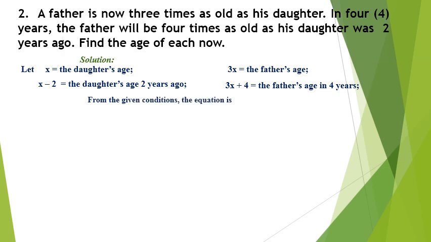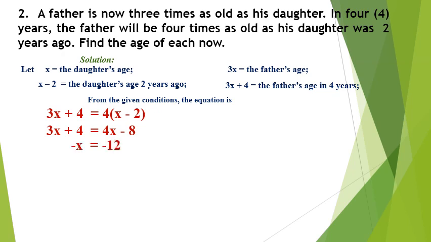And from these given conditions, the equation is 3x plus 4, or the father's age in 4 years, is equal to 4 times x minus 2, or 4 times the daughter's age. So from this, we will have to distribute 4 into this group. So we now have 4x and negative 8. Then copy down the 3x plus 4 in the left side of the equal sign.